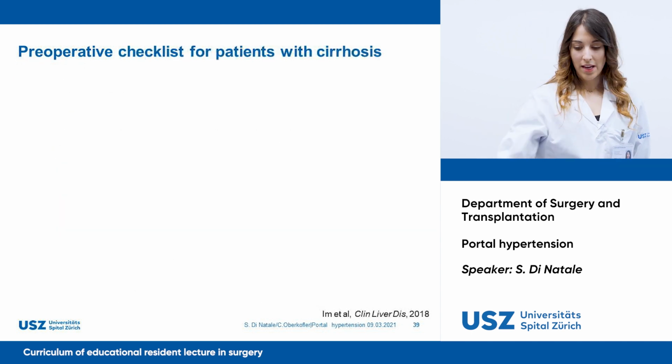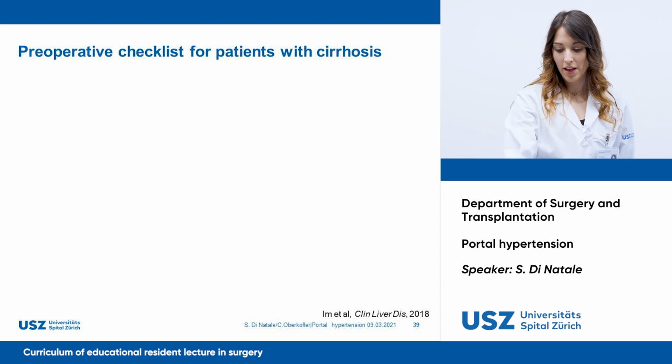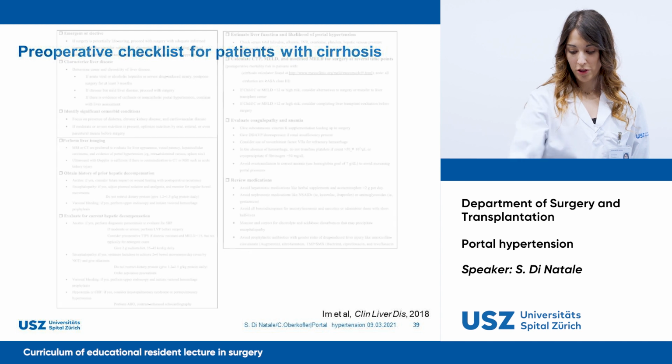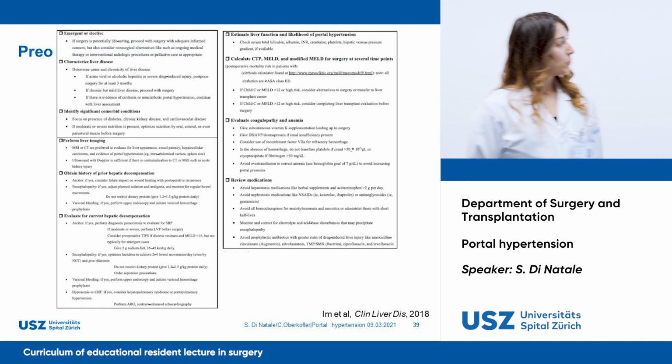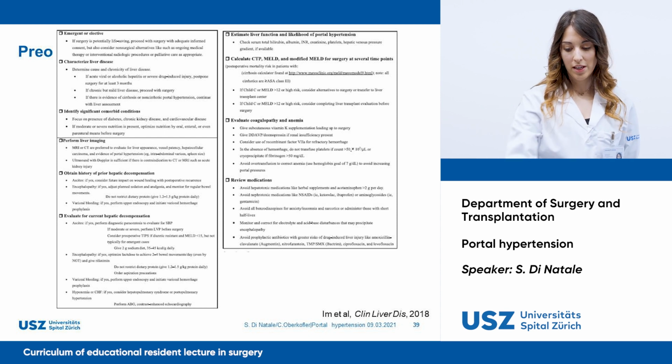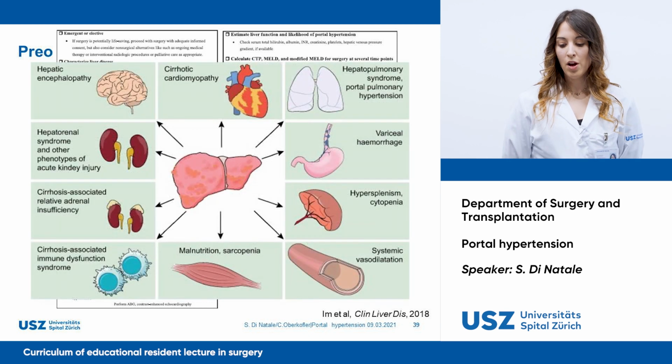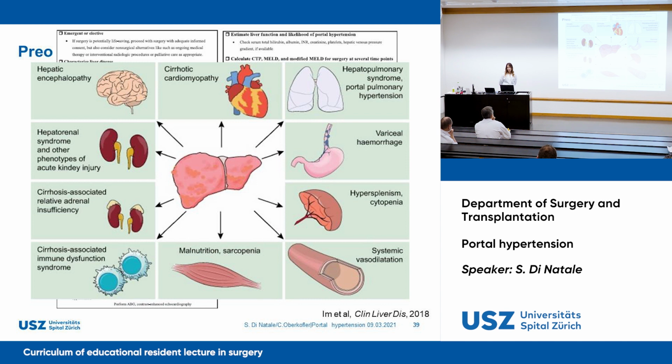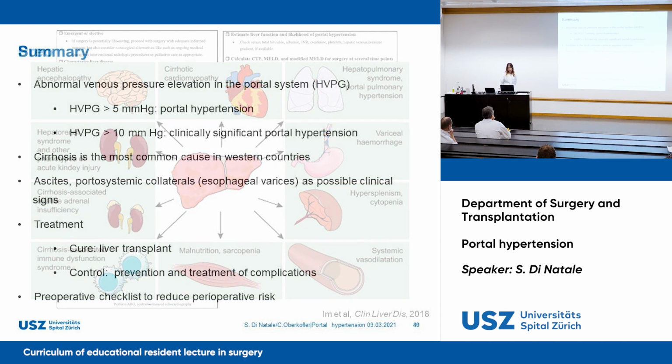So in 2018, a preoperative checklist for patients with portal hypertension and cirrhosis was published. I don't want to go too much into details, but I think the most important thing actually is to assess the impact of cirrhosis and portal hypertension on the other organ systems to reduce their mortality.